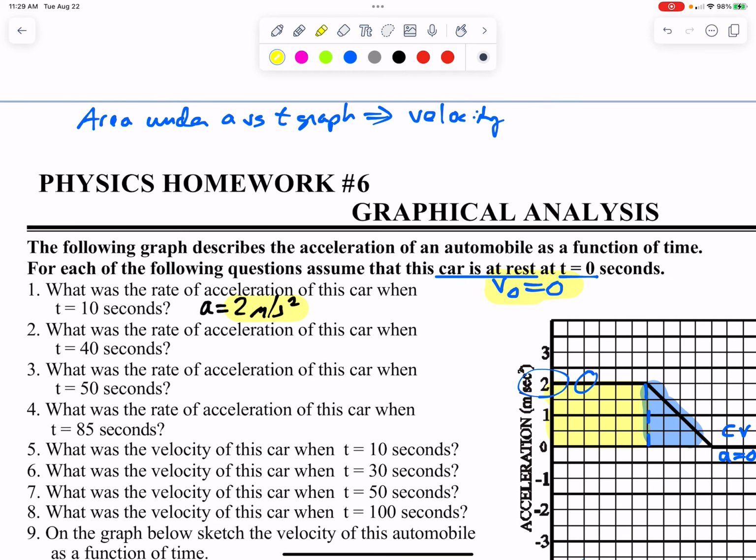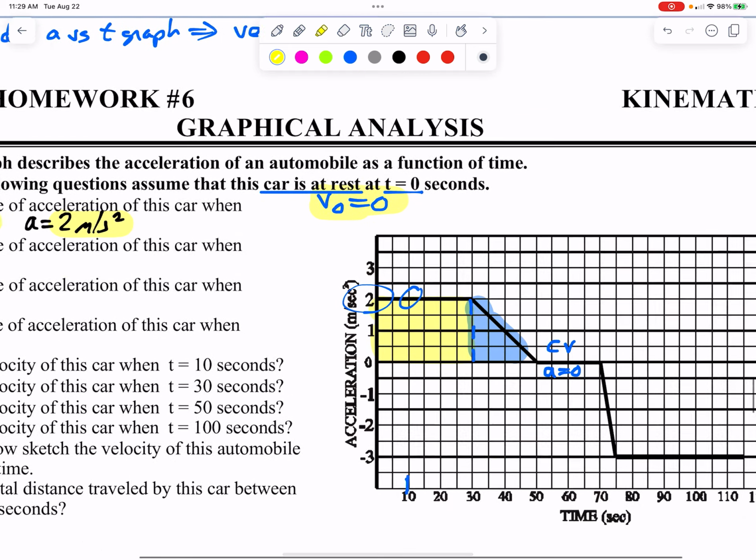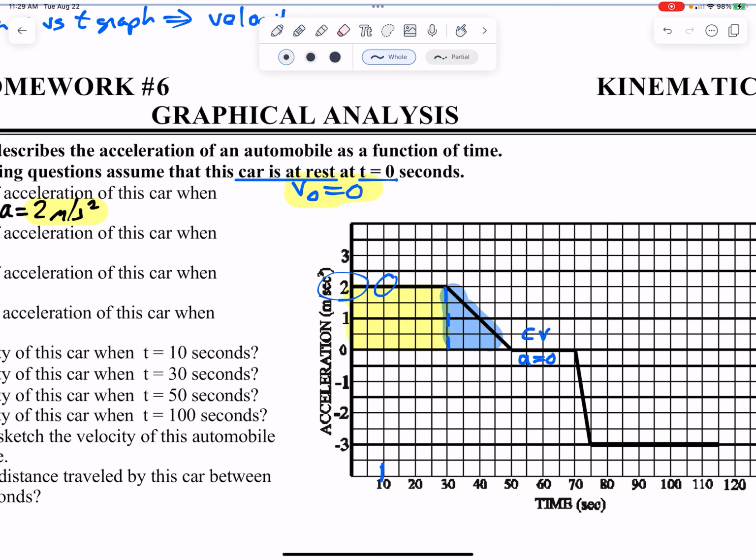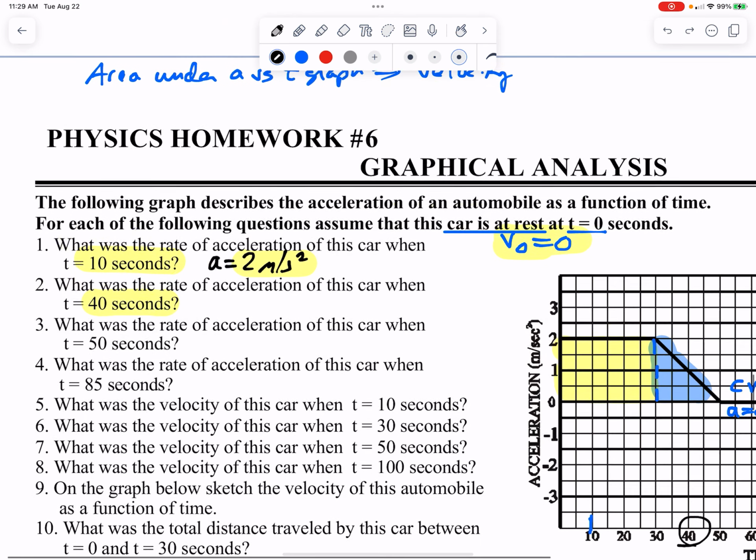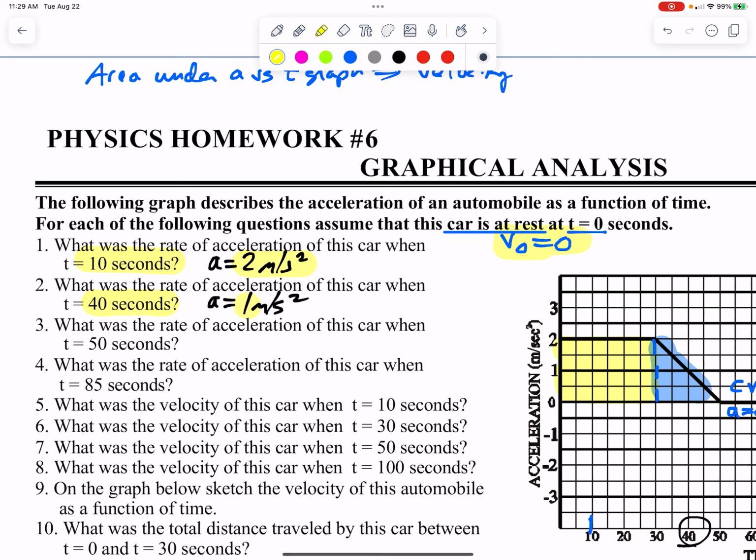At 40 seconds, we're here. We're at this part of the graph. We look over and, oops, I'm sorry, it's not there. 40 seconds would be right here. Looking over, we can see that that would be 1 meter per second squared.